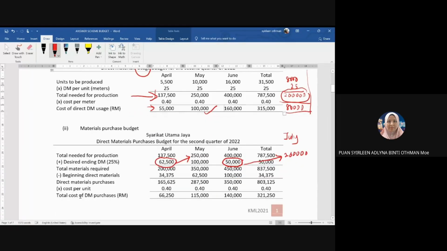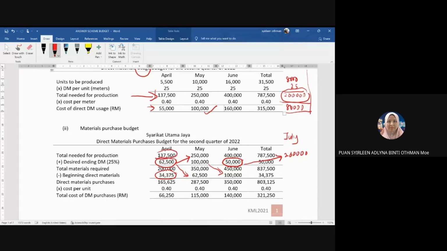Okay, so kita dah campur. And then kita akan minus dengan beginning inventory. Okay, so beginning inventory tu macam saya cakap tadi lah. It's from the previous month ending inventory. Alright, so yang ni ambil dari mana? Yang tu is actually 25% darab dengan 137,500. Okay, yang ni.